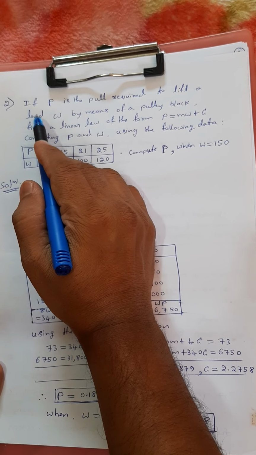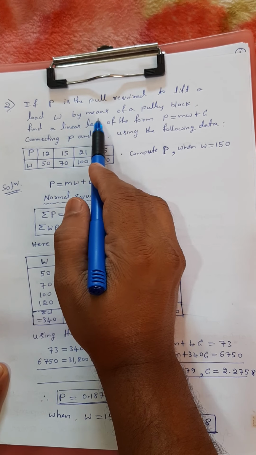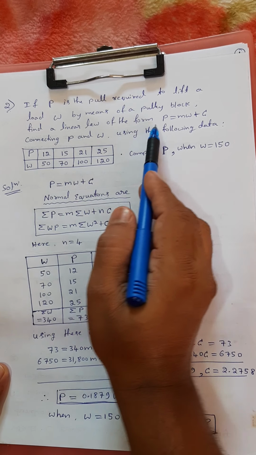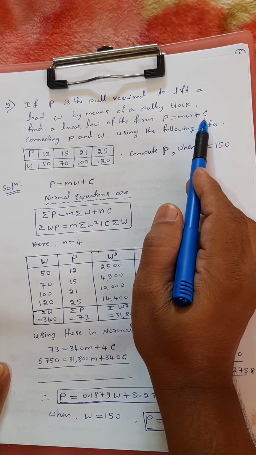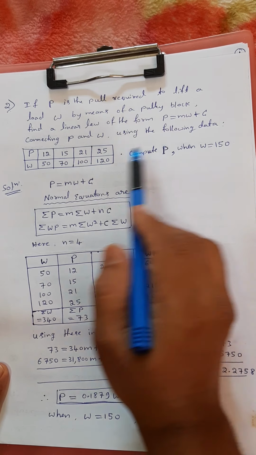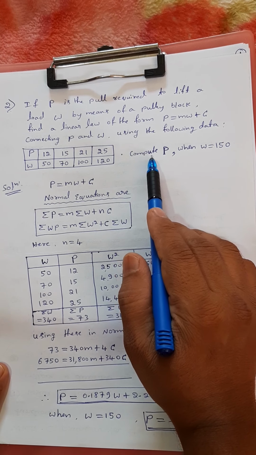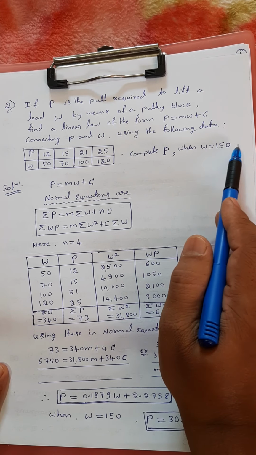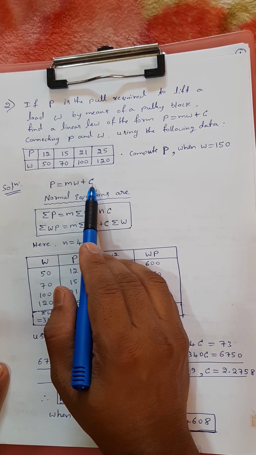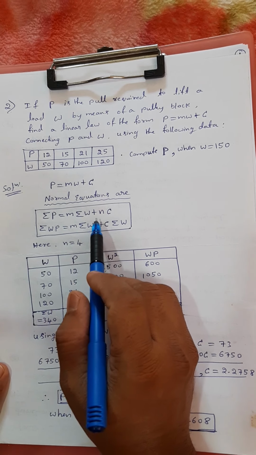Second problem: if P is the pull required to lift a load W by means of a pulley block, find a linear law of the form P equals mW plus C connecting P and W using the following data. P and W values are given, and you also have to compute P when W equals 150. The equation is P equals mW plus C. Here P and W are the variables, m and C are constants.